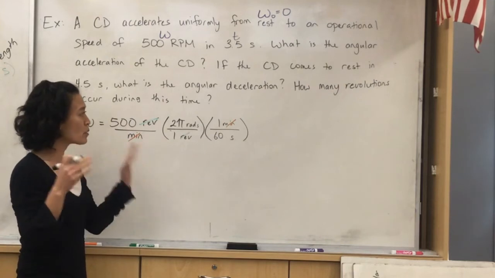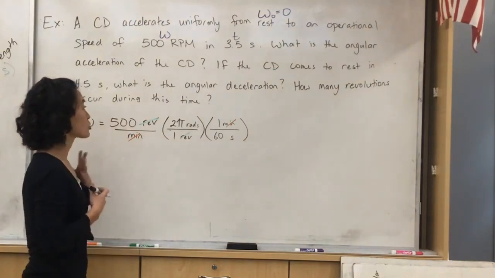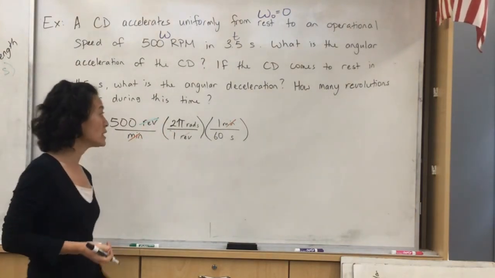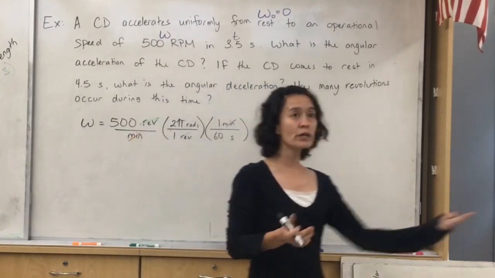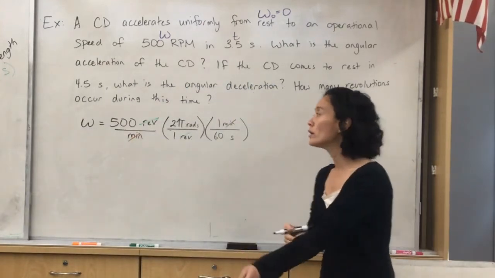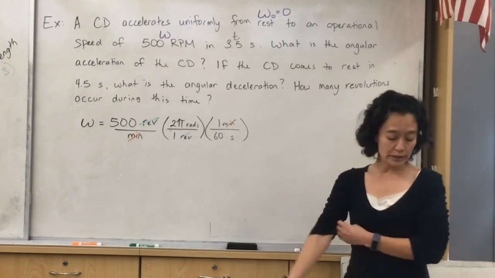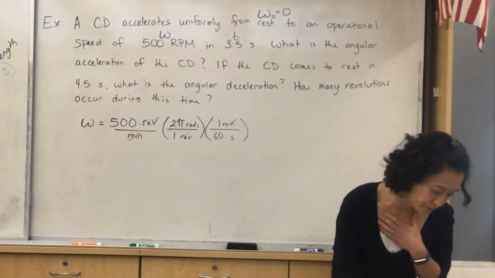So take a moment, pause the video, calculate this out. This is just good practice. 500 times 2 pi divided by 60. You can either leave your answer in terms of pi or calculate it out numerically. I think I calculated it out numerically.